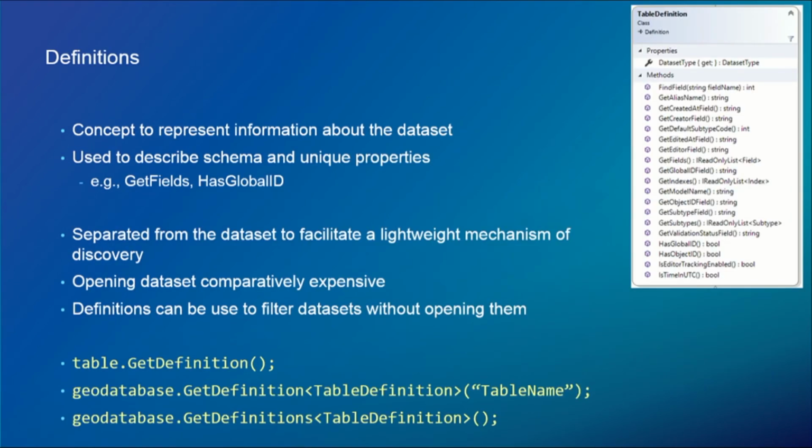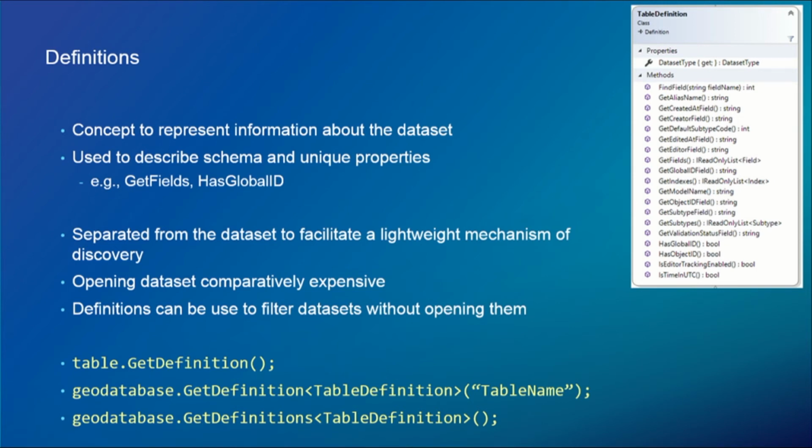Now, if you look at the definition, the object model diagram, or the list of properties in table and feature class, you notice it's maybe missing some information about those things. The reason why is we've broken out a separate set of classes away from data sets called definitions. And what these definitions are is the holding place for all the information about the table.